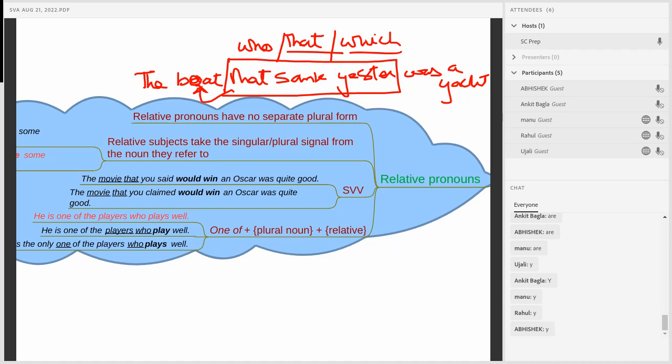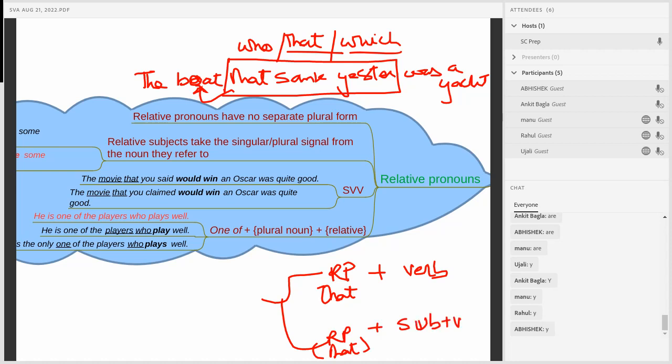Now, when you have a relative pronoun, as we discussed yesterday, there are two possible structures. Either you see relative pronoun, which in our case is that, plus a verb, or you see relative pronoun, again, let's just take that as an example, plus subject plus verb. So these are the two possibilities. And these are the only two possibilities after a relative pronoun. You can get a verb or you can get a subject plus verb.